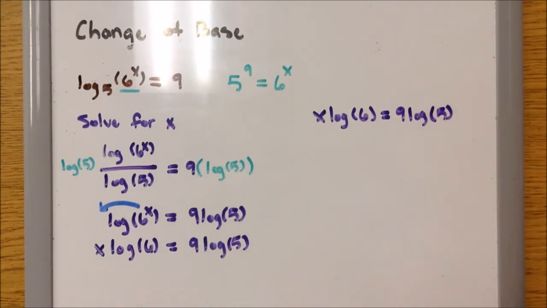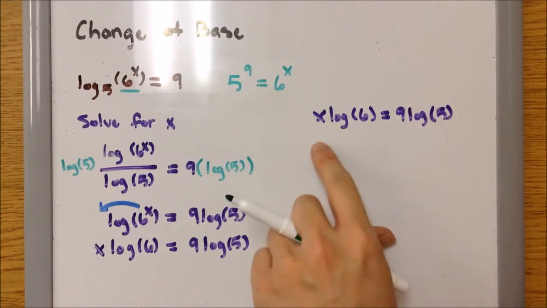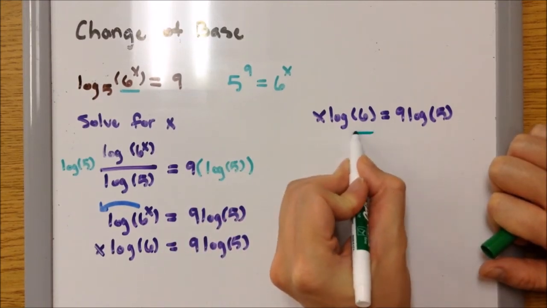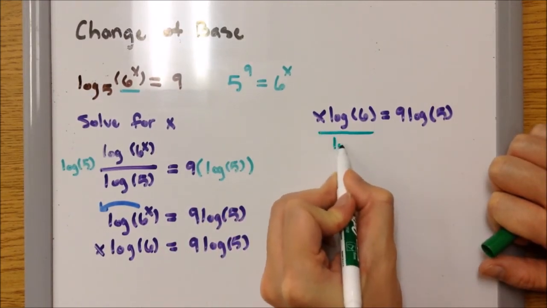And then we're one step closer to getting x by itself. So what I'm going to do, since this is multiplication, x times log of 6, I'm going to divide both sides by log 6.